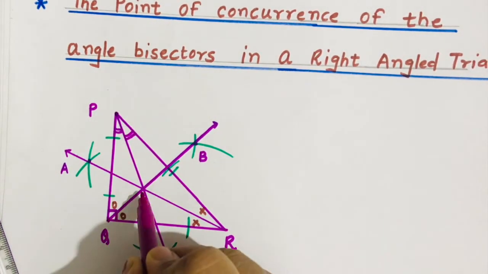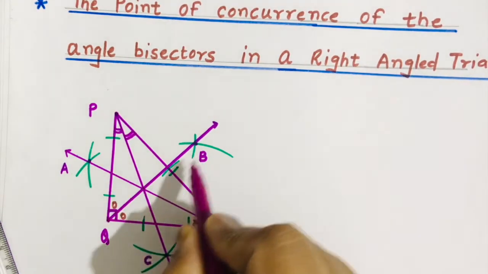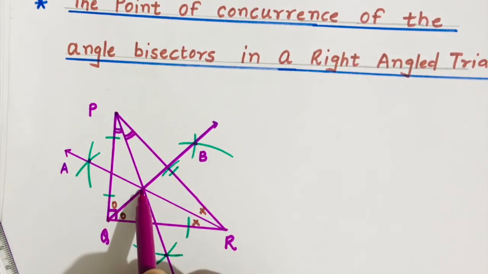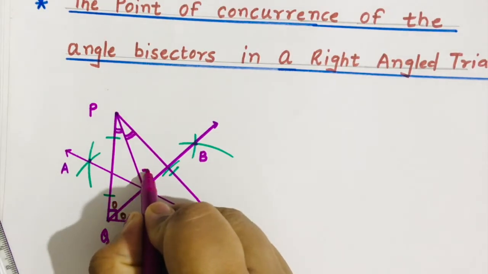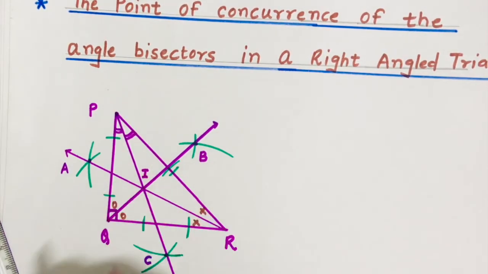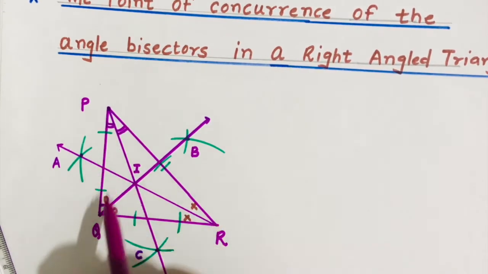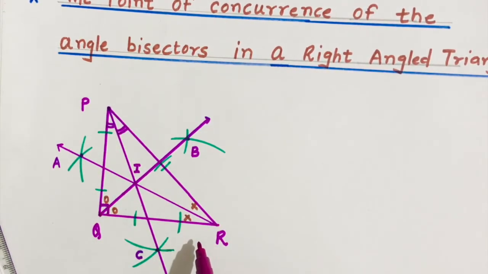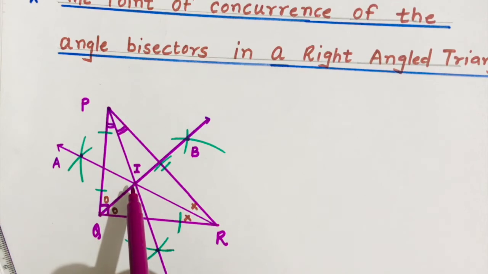Now you can see all these rays are meeting at this point. We can name this point as I. So we can see that the angle bisectors of this right angle triangle lie in the interior.